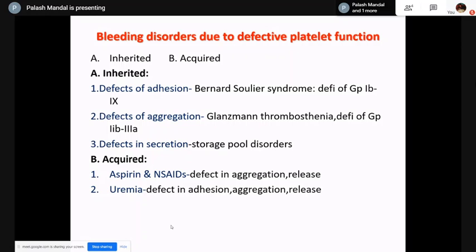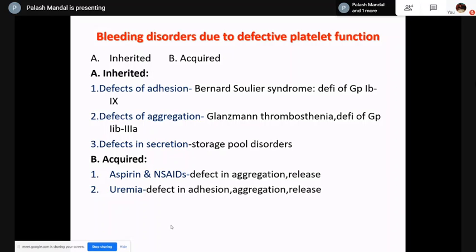Acquired causes may be mostly due to two conditions. One is the drug related conditions. One of them is aspirin, the NSAIDs, which lead to defect in aggregation and release of what? Release of the enzymes from the platelets. They release a lot of these cytokines. Those cytokines, if they are not released properly, will again lead to functional defects.